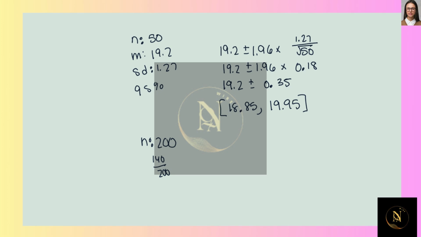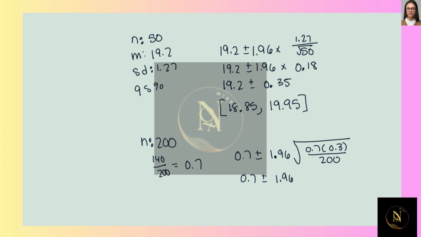Okay, so that's 140 divided by 200. So that's 0.7. Okay, so that's 0.7 plus or minus 1.96 times the square root of 0.7 times 0.3 divided by 200. So that's 0.7 plus or minus 1.96 times the square root of 0.7 times 0.3 divided by 200.